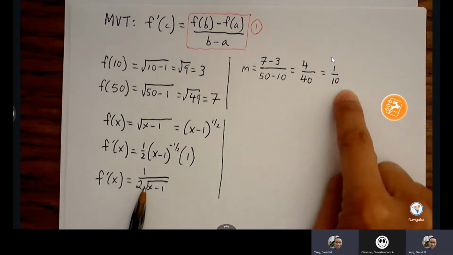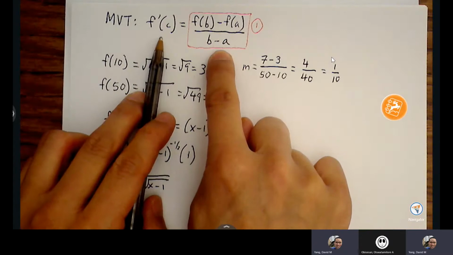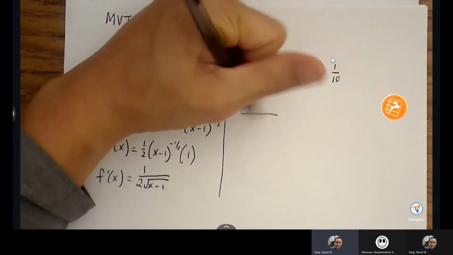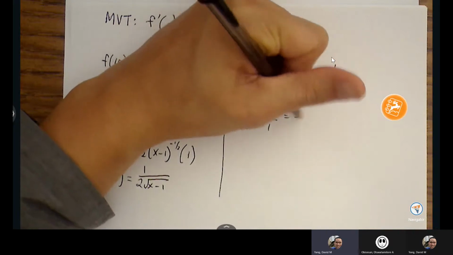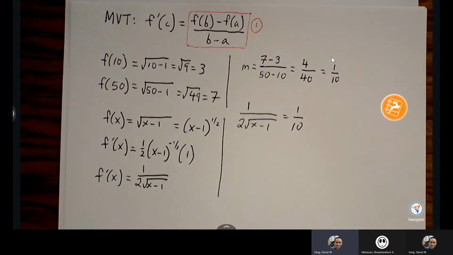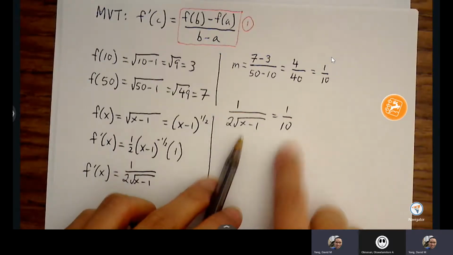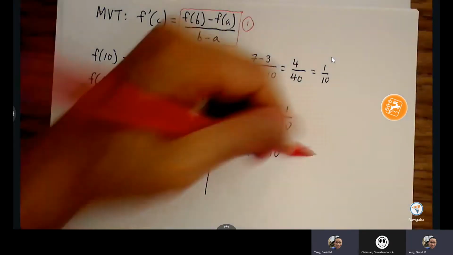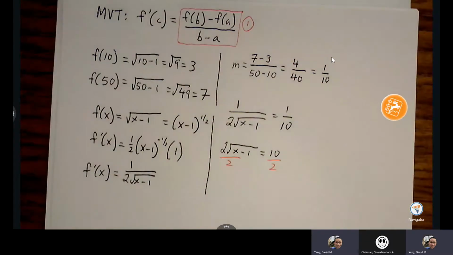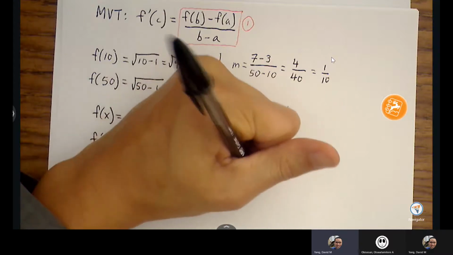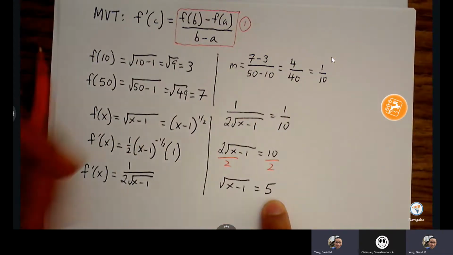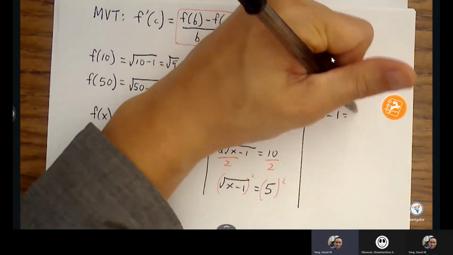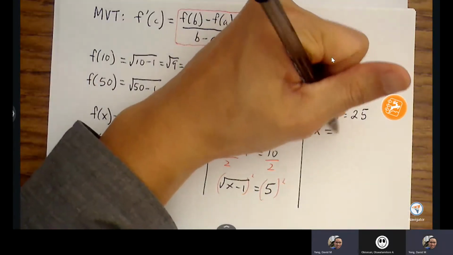Okay, we take our derivative, we take our slope, set them equal to each other. That's what mean value theorem is asking for us to do. And then when we solve for x, we'll be able to find the location of this particular slope. Okay, from here, I can cross multiply and solve for x. Divide both sides by 2. Square both sides. Add 1 to both sides, x equals 26.